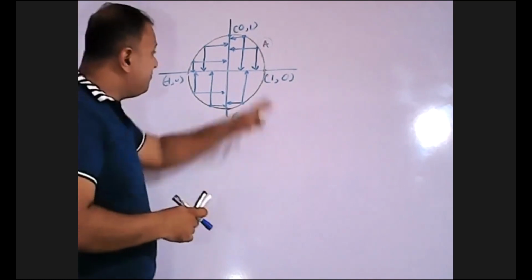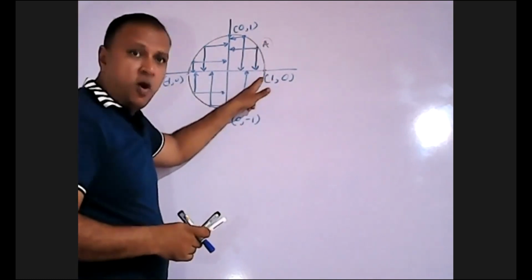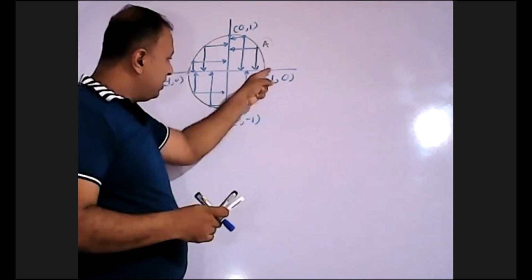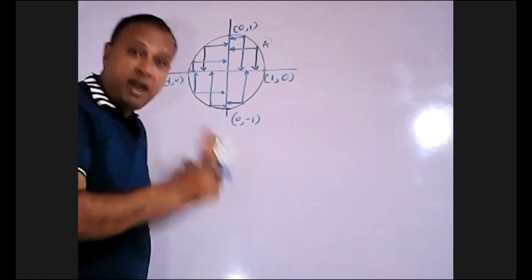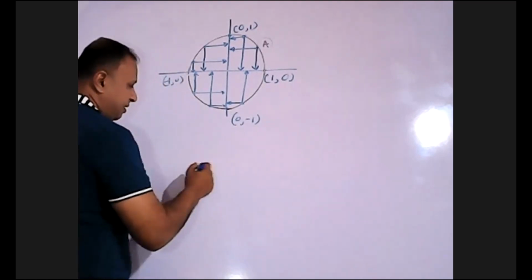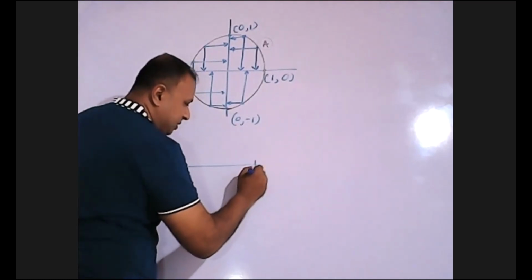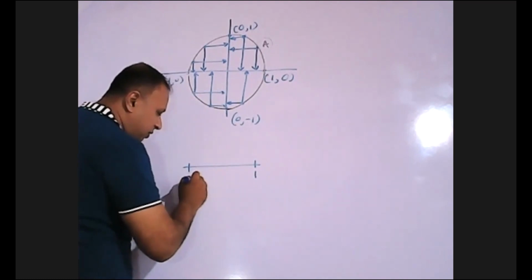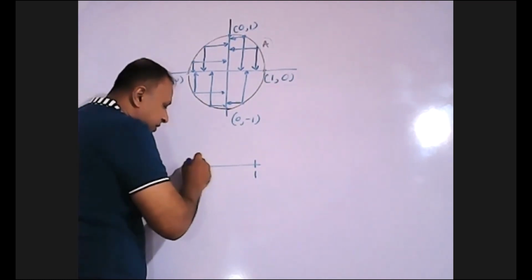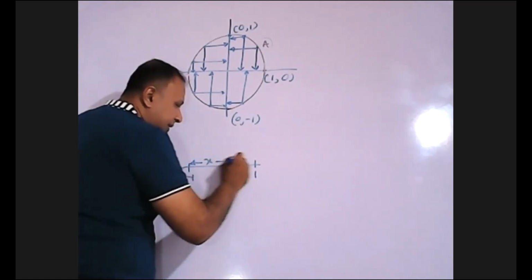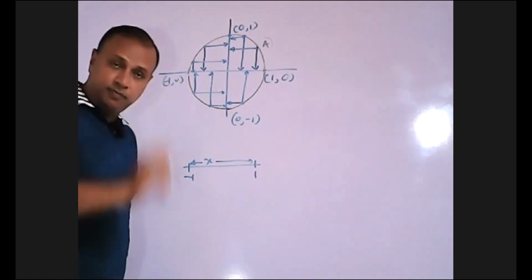Therefore, the maximum value of x is 1. The minimum value of x is minus 1. In between these two, x can get any value.